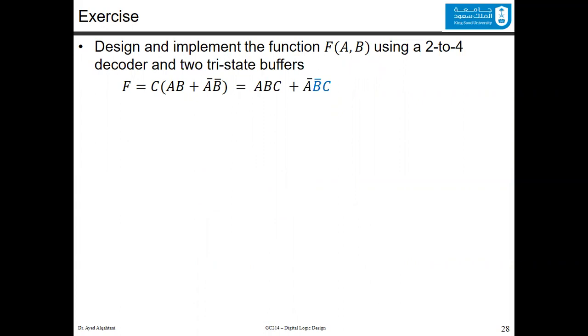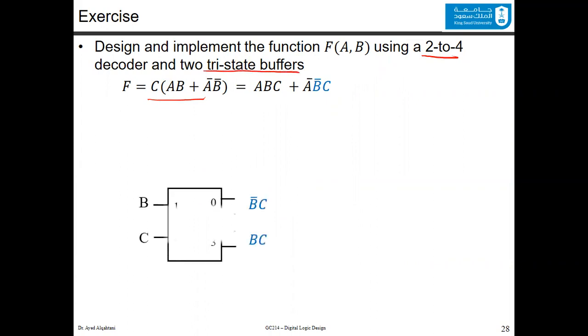Now, if you were asked to design and implement the same function that we said before, but you use only a 2 to 4 decoder with 2 tri-state buffers, you could do that as follows. You will have the decoder like this, and you have to distribute the C to both of the terms. So you'll get A, B, C, or A bar, B bar, C.